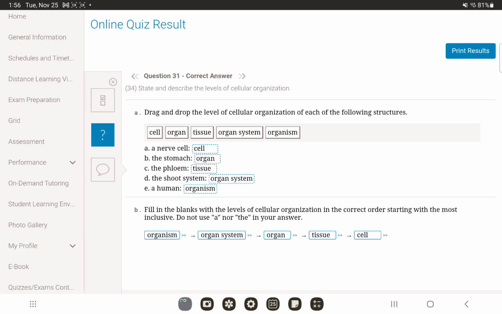So, organ system: an organism is made of multiple organ systems. Organ systems are made of multiple organs. Organs are made of multiple tissues, and tissues are made of multiple cells.